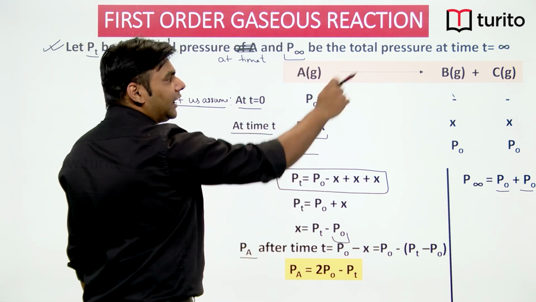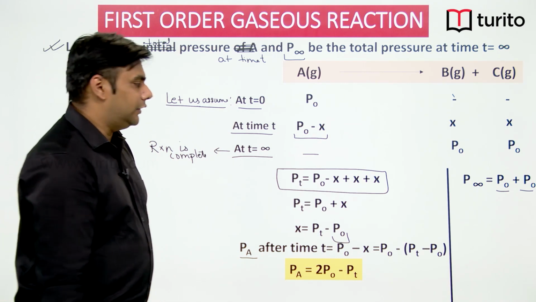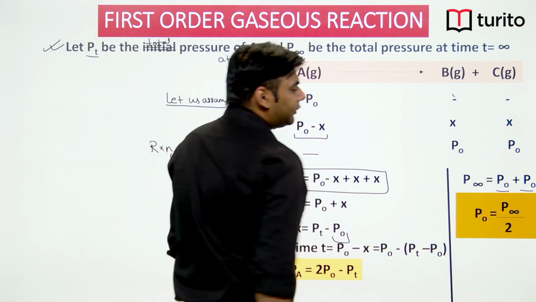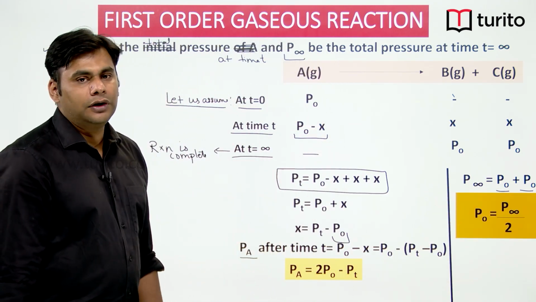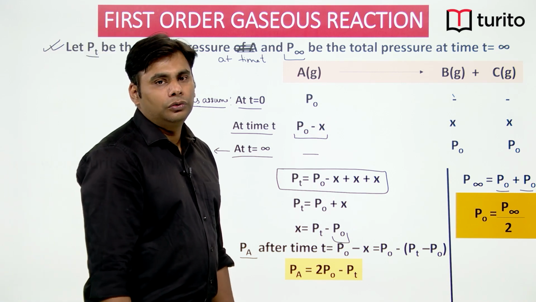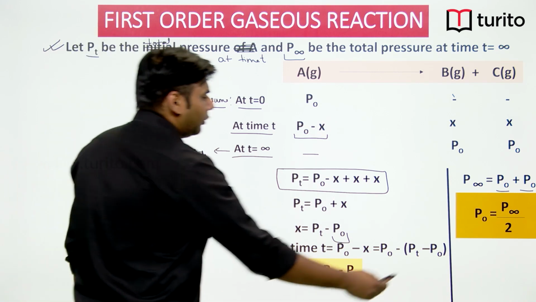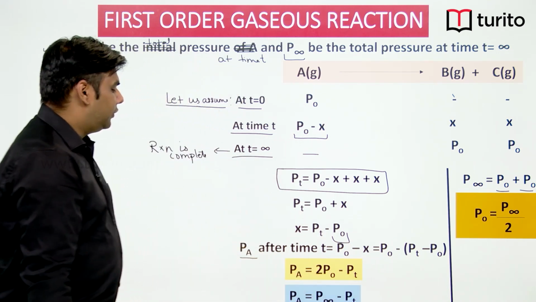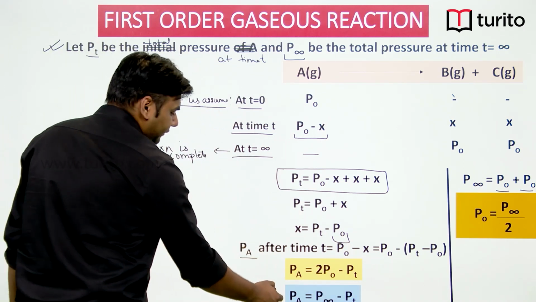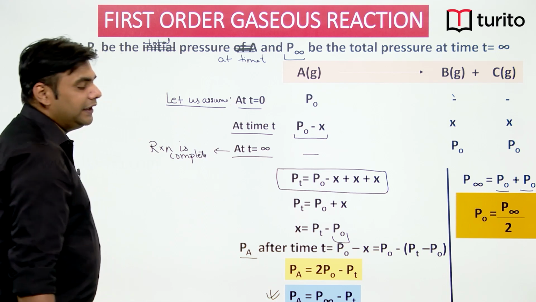Because P infinity is the pressure at time t equals infinity. So P infinity would be P naught plus P naught. So we will say that P naught is equal to P infinity by 2. Okay. So we are going to just put the value of P naught over here. So we are going to get PA as P infinity minus PT.